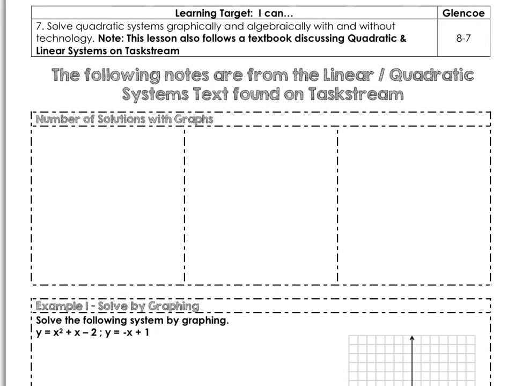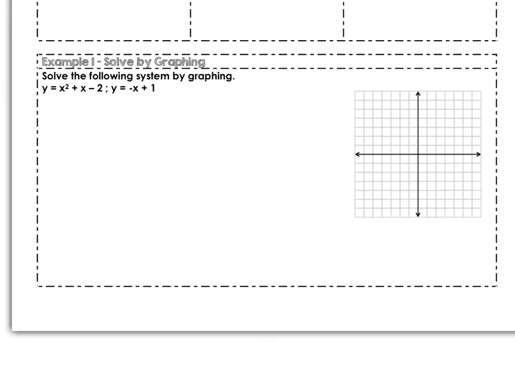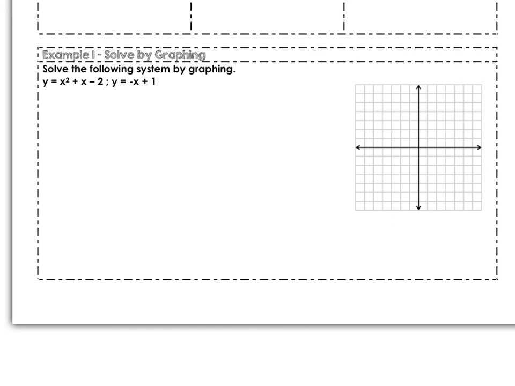Notice that there's this little three blank chart where you're going to draw the diagram of how many possible solutions you could have in a linear quadratic system. In example 1, it's asked to solve the system by graphing, but I'm actually going to do this algebraically just to prove the point that you can still solve for intersection points by using normal system methods.